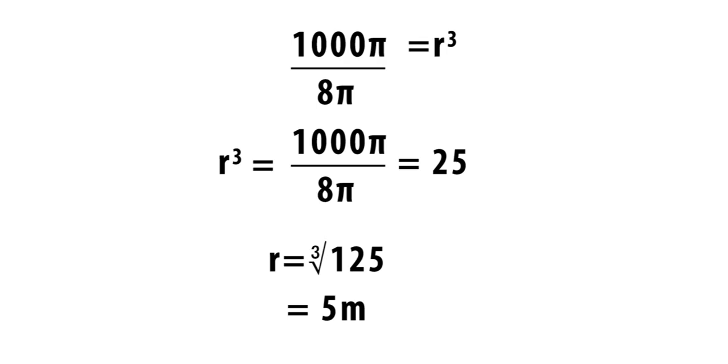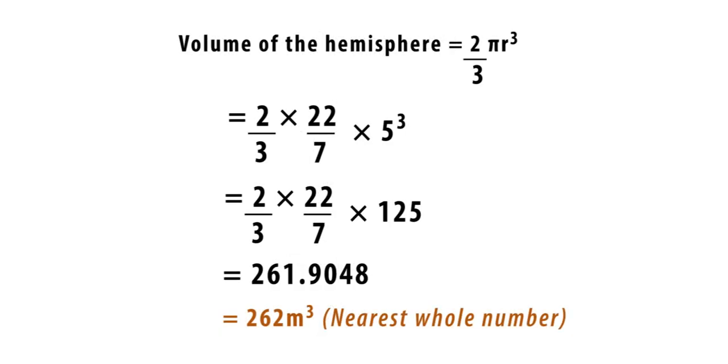meters. This is the value of r, which is the radius of the hemisphere. Now the question is for us to calculate the volume of the hemisphere. So we quote the formula for finding the volume of a hemisphere, which is 2 over 3 pi r cubed. We then do our appropriate substitutions. So you have 2 over 3 multiplied by 22 over 7, which is the value of pi, multiplied by 5 cubed, which is our radius.